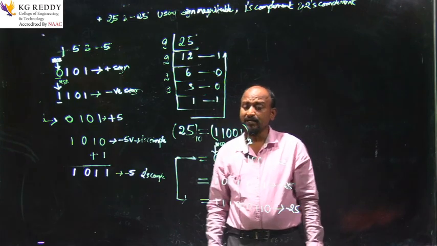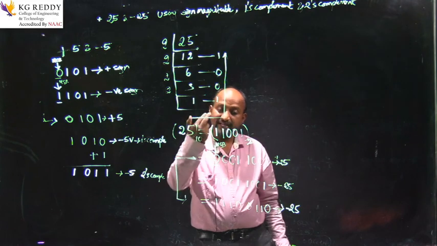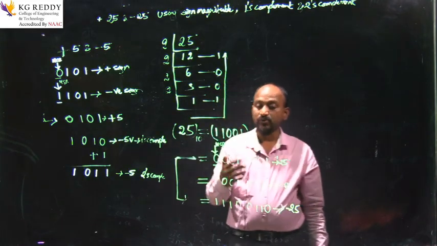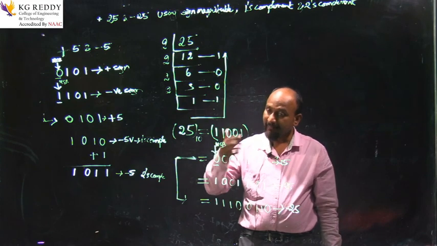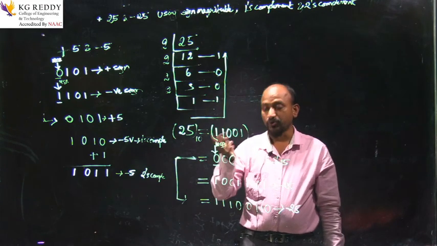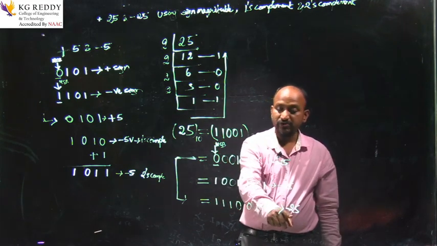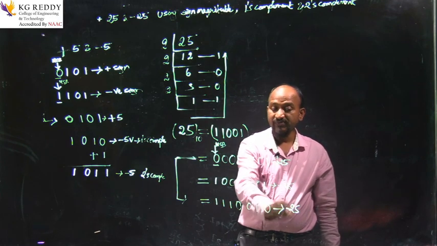What is ones complement? As I told you, 0 inverts to 1 and 1 inverts to 0, that is the complement of the given number. The name complement itself has the meaning of negative. So this is minus 25 represented using the ones complement.